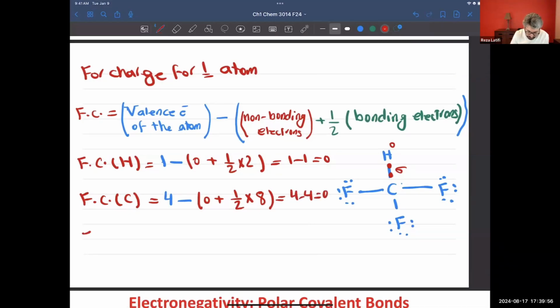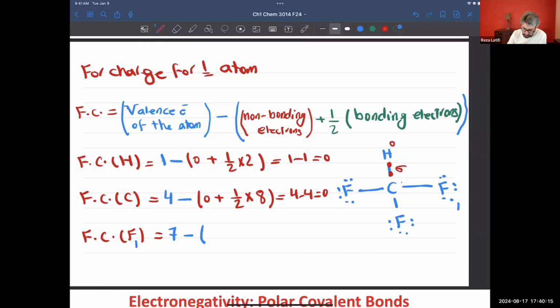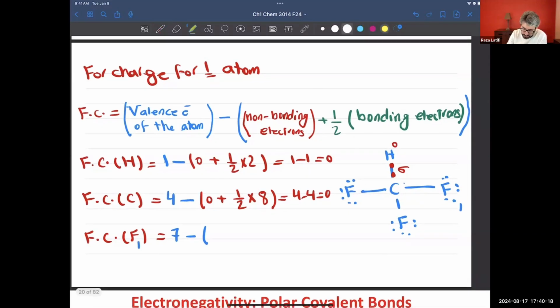And how about the formal charge for fluorine? Fluorine belongs to group 7. Do I see non-bonding electrons around fluorine? Any fluorine you pick, for example, fluorine number 1. I see 3 lone pairs, 3 pairs means 6 non-bonding electrons. So I go 6 electrons plus, we made 1 bond, so half of 2 electrons. So it will be 7 minus 7, that's going to be 0. So I got all the formal charges equal to 0.